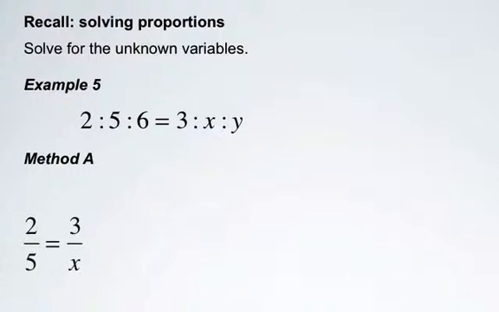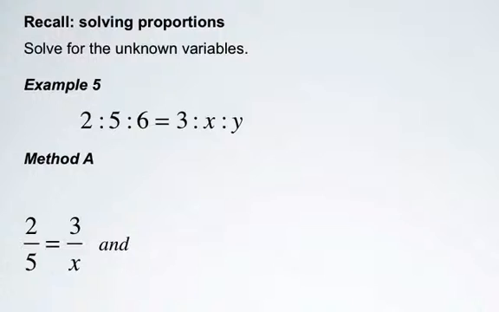Method A has us inspect portions of each side of this proportion. In the first case, we're taking a look at this 2 to 5 ratio, and we're going to compare it on the other side of the equal sign to the 3 to x ratio. Again, you can see that the order here is very important.